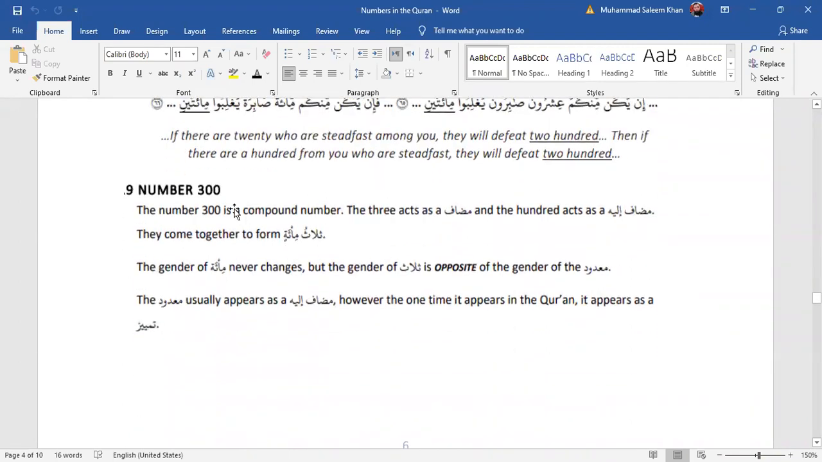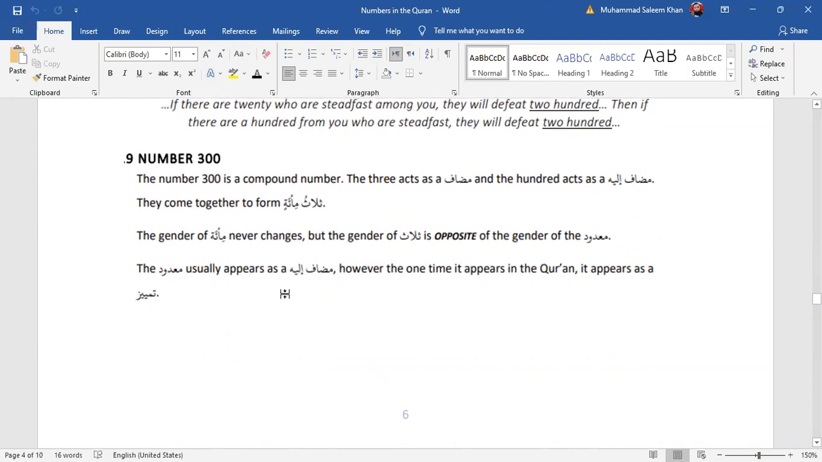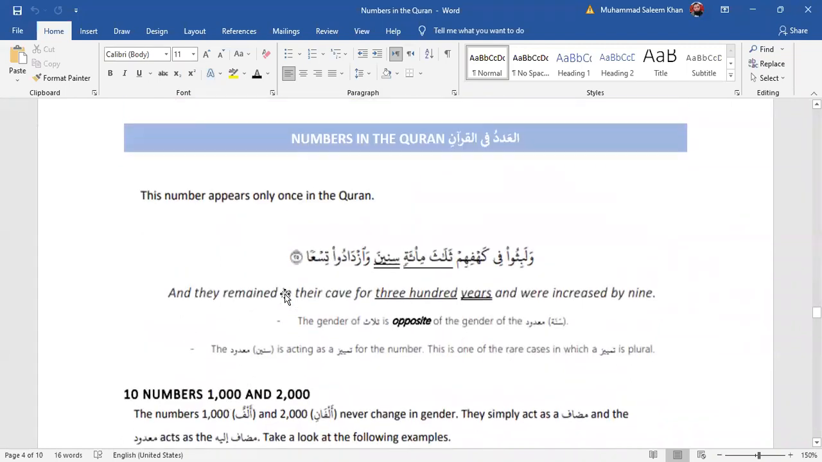Number 300 we discussed yesterday in detail, and I hope you went through the document today. It's used as mudaf, and the number that comes at the end, madud, will be used as tamiz. This number appears only once in the Quran, and we all recite Surah Al-Kahf on Friday. وَلَبِثُوا فِي كَهْفِهِمْ ثَلَاثَ مِيَةٍ سِنِينَ وَازْدَادُوا تِسْعًا. So ثَلَاثَ مِيَةٍ is one construction, and سِنِينَ is the other construction. Yes, years.